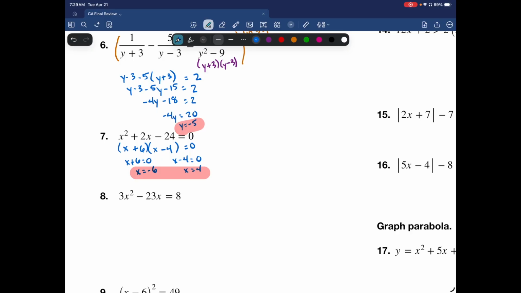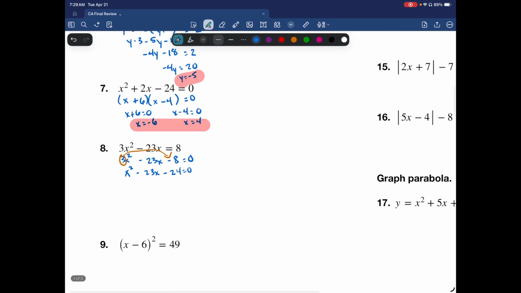Number 8. I'm going to move everything to the same side. So it's going to be 3x squared minus 23x minus 8 equals 0. Alright, there's not a GCF I can take out, so I'm forced to use the AC method, which allows me to get a positive 1 out front. So this can be x squared minus 23x minus 24.